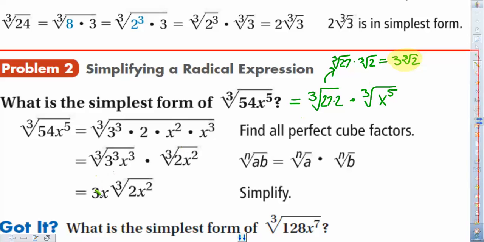3 cube roots of 2. See that final answer? There's the 3, and then there's the cube root of 2 part. The stuff you see with the x's is what was actually going on. Let me grab a highlighter. The stuff you see here with the x's is actually what's going on right here.